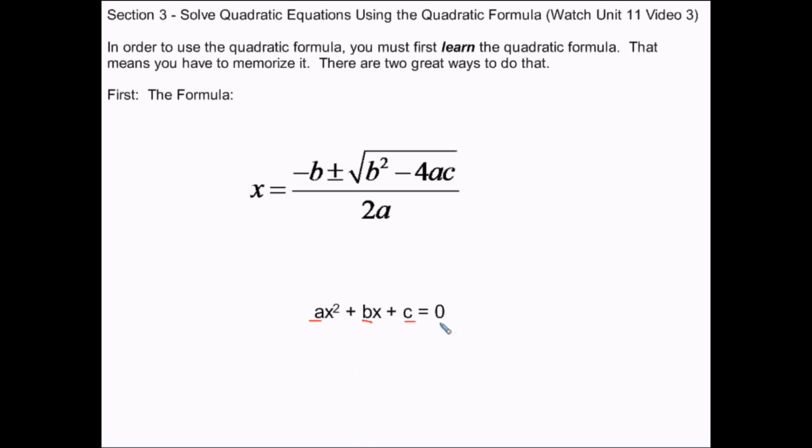And in order for this to work, your equation must be set equal to 0. If it's not equal to 0, this no longer works. So that's going to always be your first step, is to make sure we're set equal to 0. So let's talk about how to memorize it.